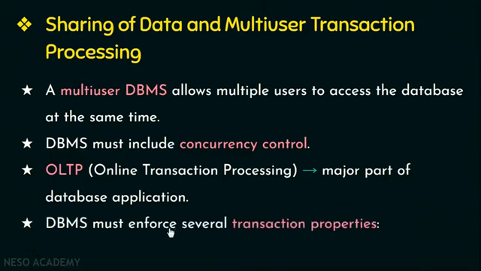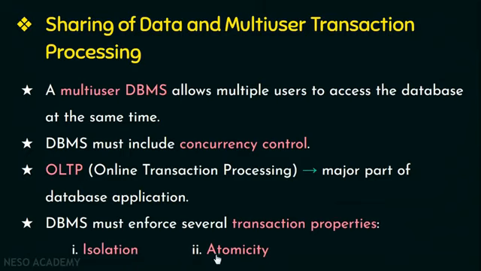DBMS must ensure several transaction properties, and here transaction means a program under execution. The two different transaction properties are isolation and atomicity. Now, what is isolation? Like we already discussed in the previous example, if one agent assigns a seat to a particular passenger, then that seat is blocked or isolated from other agents. So that is one of the transaction properties that DBMS must enforce.